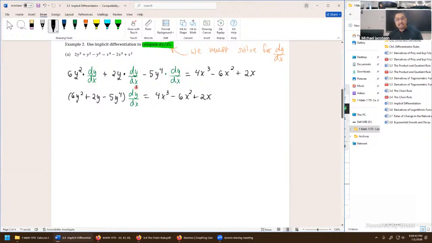And then the last thing we can do to isolate the derivative dy dx is just divide out that entire group as you see it. So we're on our last step, dy dx is now equal to 4x cubed minus 6x squared plus 2x, divided by, now place this entire thing in the denominator, 6y squared plus 2y minus 5y to the power 4. So that's our derivative, and at this stage, all the work is complete.